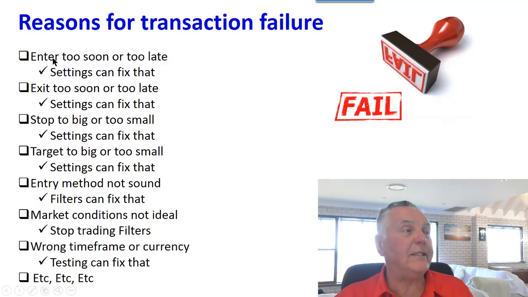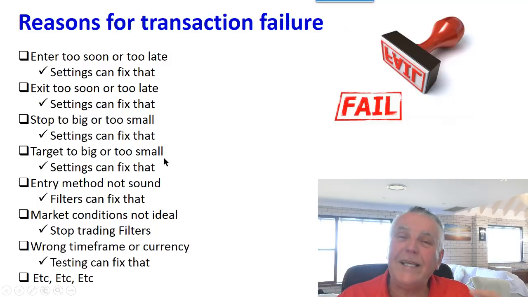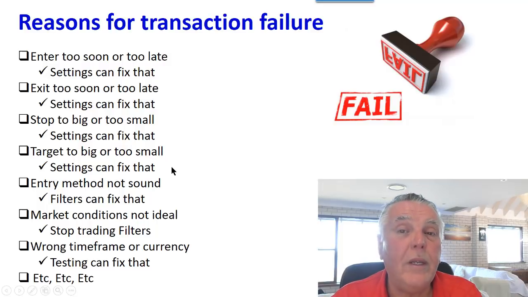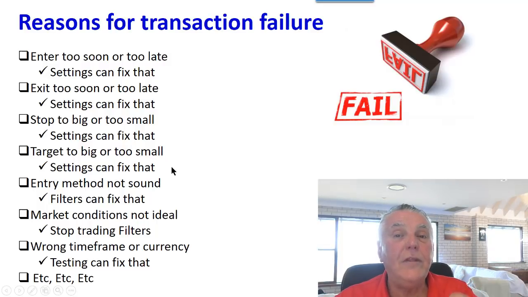So you could look at, are the entries too soon or too late? Now that's very easy to fix. You just change the settings. Are the exits too soon or too late? Again, the settings can be changed for that. Are the stops too big or too small? Are the targets too big or too small? Again, settings can resolve those issues, but you won't know it if you don't analyze the deals that have been created by the EA based on the settings that you started out with.